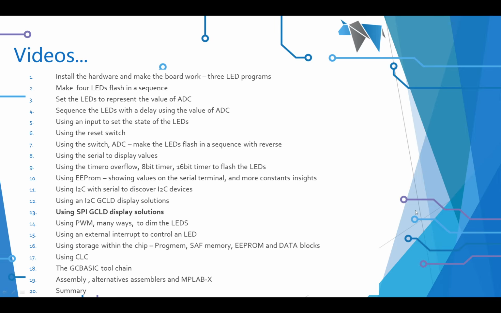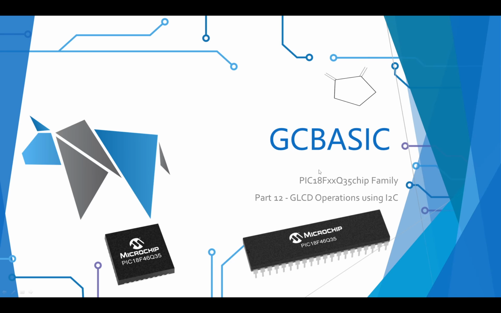So now we've got one GLCD working. Why don't we do it with SPI, Serial Peripheral Interface? A completely different interface, same GLCD command set, but we're going to swap out the communications protocol to SPI, and then we'll still use a GLCD because you can see it work. So that's the end of part 12. Enjoy.